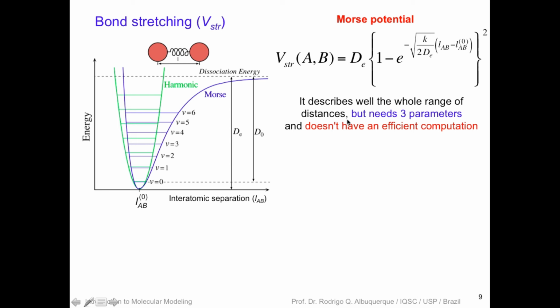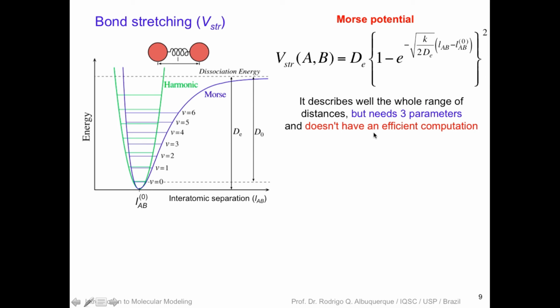This formula describes very well the whole range of distances from the left side to the right side of this curve. But it doesn't have an efficient computation, which means if you have hundreds of thousands of atoms, the computer has to calculate this term many times. And for instance, the exponential is not very quickly calculated. So besides having three parameters, dE, k, and L0, the computation is not very efficient.